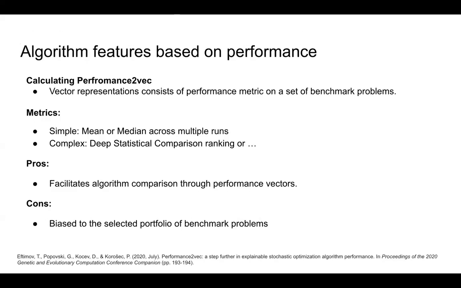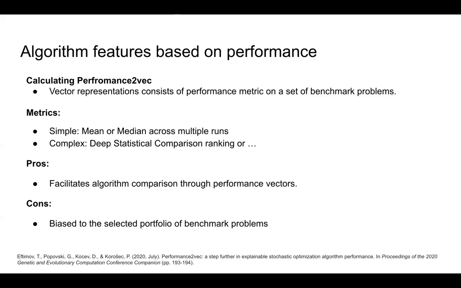And then we have these algorithm features, which are actually based on performance. What does that mean? Think about that you select benchmark optimization problem functions, and then you run all these algorithms, and you care about the precision, the objective function value after some convergence of the algorithm.